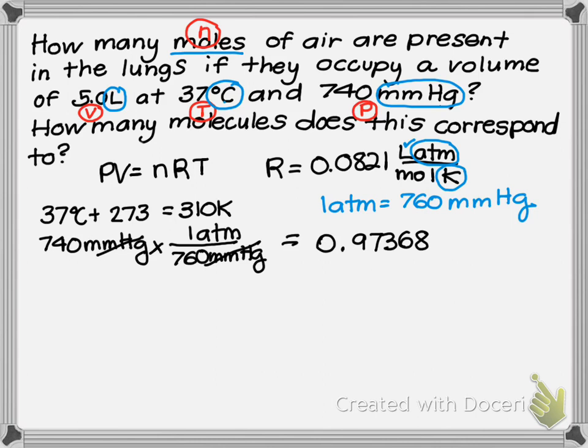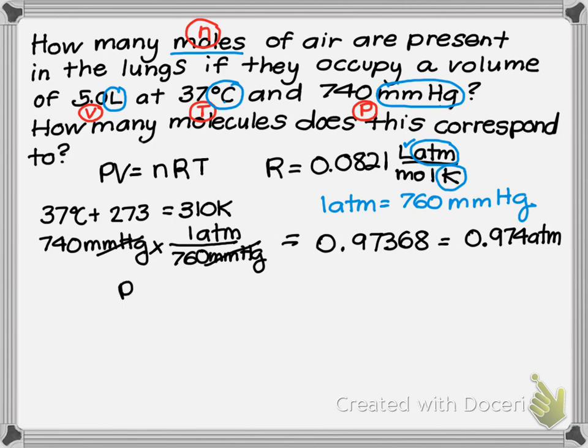0.97368. So I guess I'll go to 3. I'm looking back at the problem I wrote. Probably I could just go to 2 for the 740, but I'm going to go ahead and go to 3 till the end. 0.974 atmospheres. Okay, so now I think I'm ready to solve it.